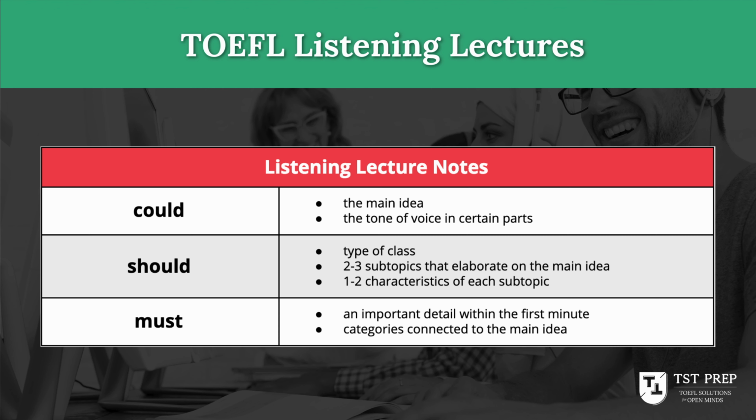They'll say, now listen to part of a talk in a blah blah blah class, in a history class, in an art history class, in a business marketing class, whatever it is. The 2 to 3 subtopics that elaborate on the main idea. So just like my Christmas example, that same idea. And 1 to 2 characteristics of each subtopic. So when the professor is talking about Christmas in America and talking about 2 rituals, gift giving and decorating a tree, the professor will say something like this.